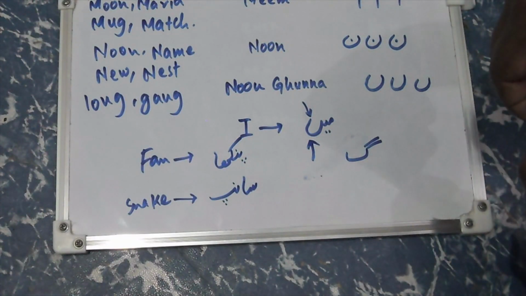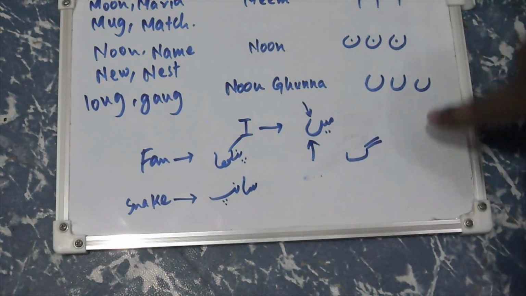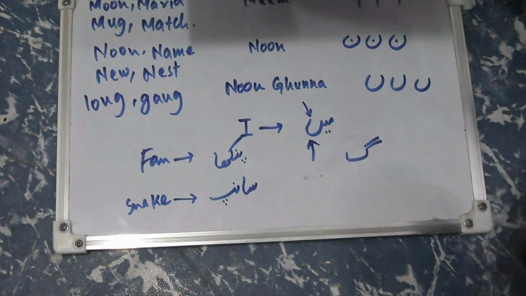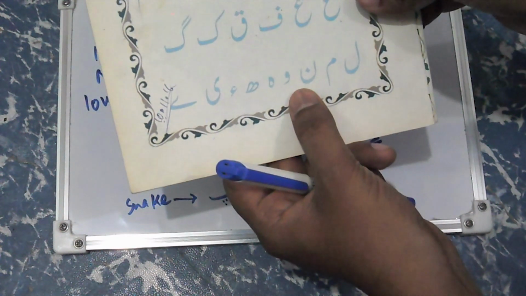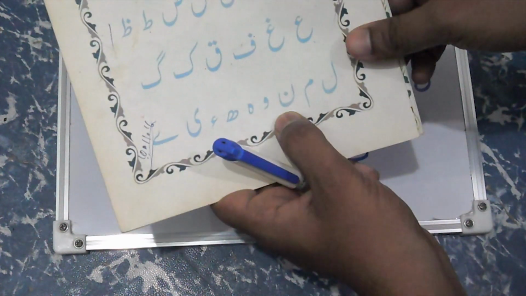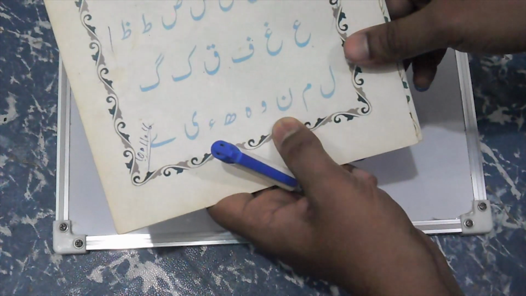So I am concluding my video now, up to the alphabet Noon Gunna. In this book they have not written the alphabet Noon Gunna, but I have taught you the alphabet Noon Gunna as it is used in the composition of the words.